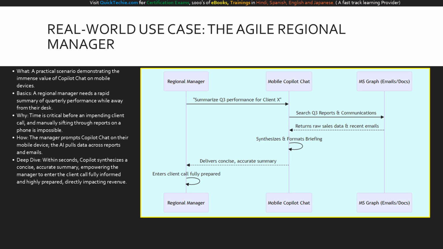To solidify these concepts, let us look at a real-time, highly impactful use case, the Agile Regional Manager. Imagine a regional manager who is traveling and about to step into a high-stakes client call. They urgently need a summary of last quarter's performance. Doing this manually, searching through dozens of Excel spreadsheets and email threads on a smartphone screen, is practically impossible.